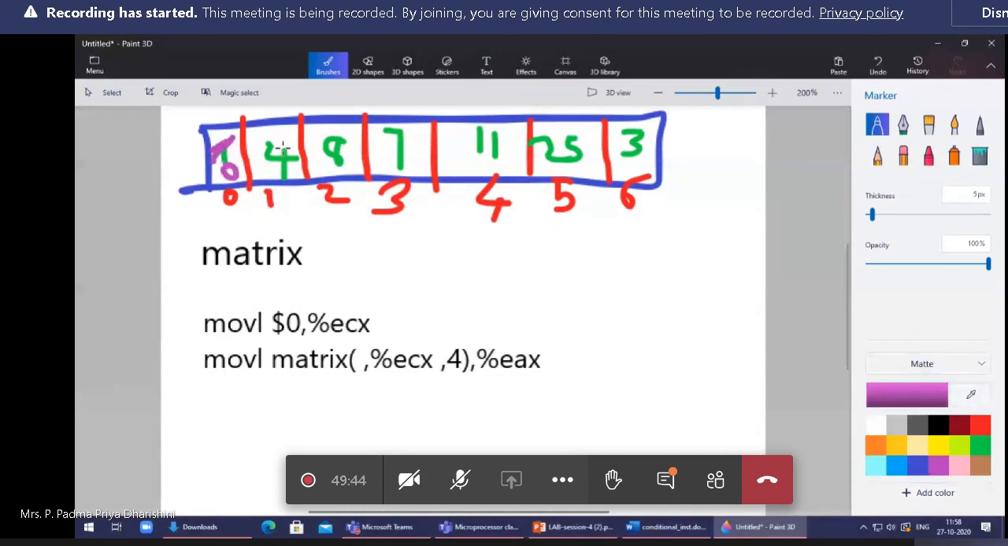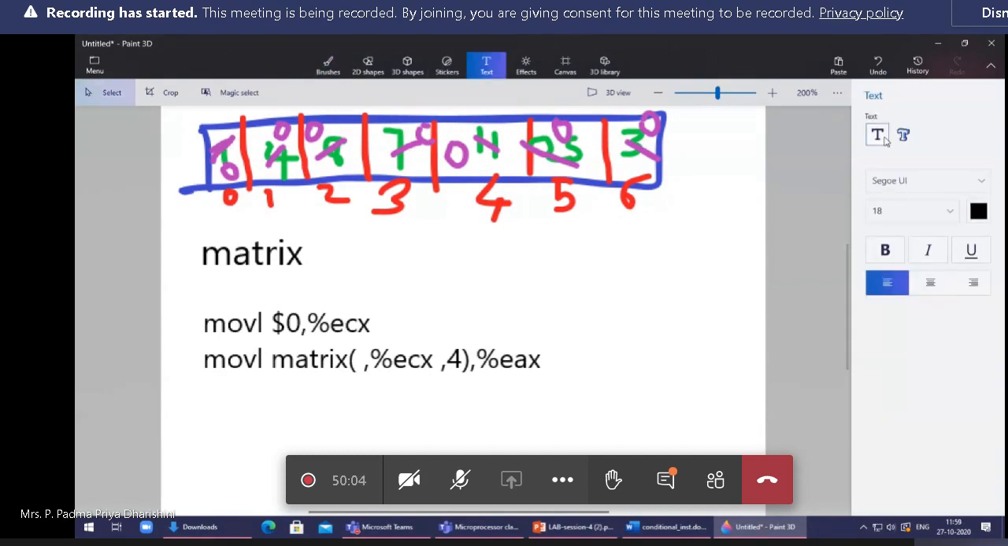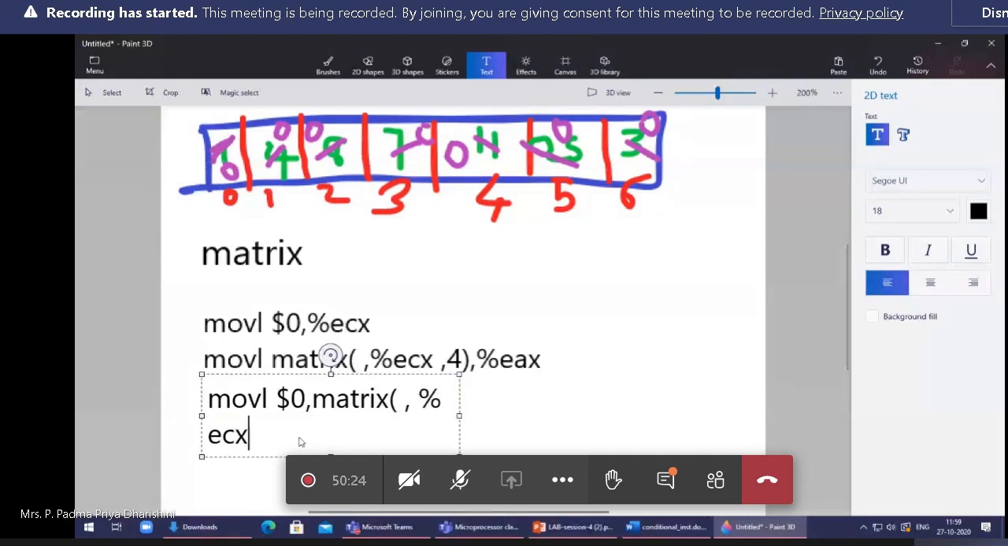That is my requirement: 4 to 0, 8 to 0, 7 to 0, 11 to 0, 25 to 0, and 3 to 0. This is our requirement. So to do that, what do we have to do? Here we have to write this instruction: movl $0 to matrix, comma, space, comma, %ecx, comma.